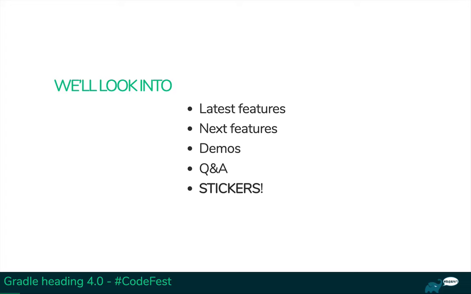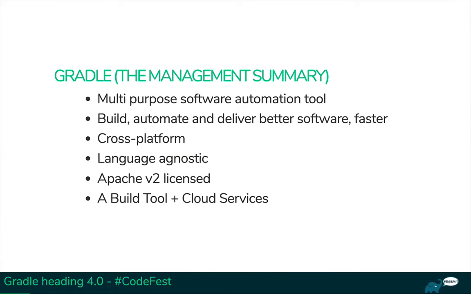For those of you not using Gradle in production yet, maybe a quick Gradle management summary. Gradle is a multi-purpose software automation tool. That's what we like to name it. You can use it to build, automate, and deliver better software faster. It's written in Java, so it's cross-platform. We test it against all different kinds of operating systems, but also against different Java versions. So if you have to use a Java like the IBM SDK, you can do that, and we test against that.